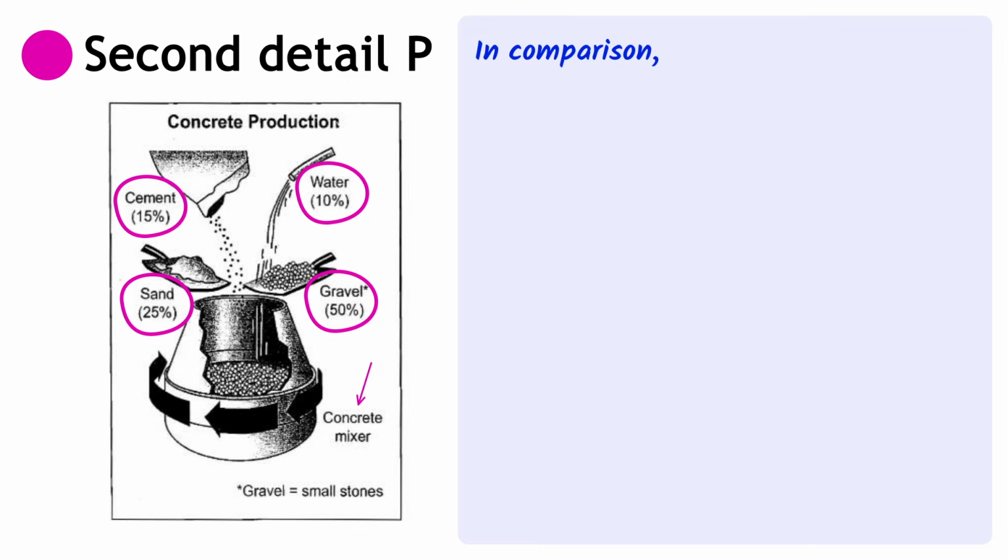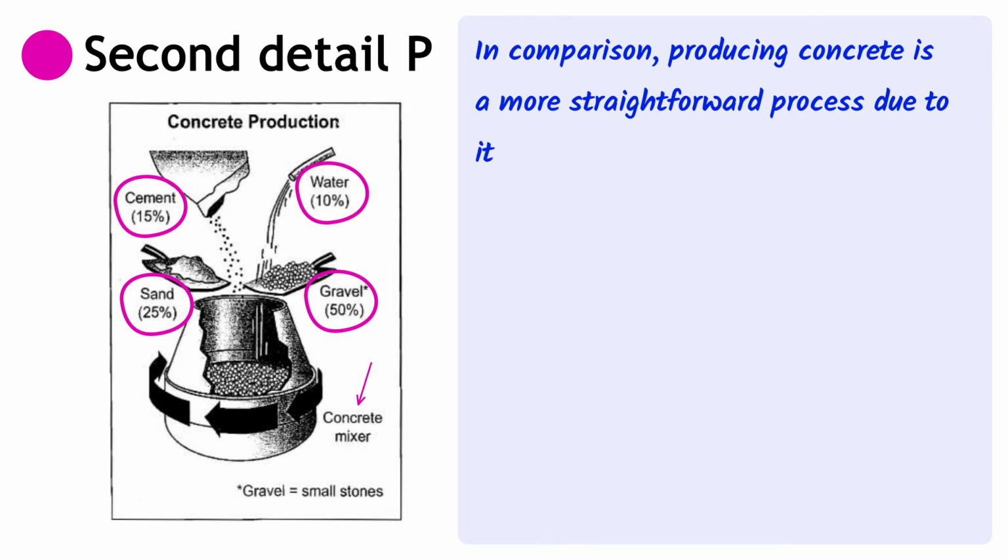In comparison, producing concrete is a more straightforward process due to its simplicity and minimal requirement of equipment. But why do I write in comparison here? Because in my previous paragraph, I wrote about cement production, and the production of cement had more details and more stages. But here, concrete production is more straightforward, easier, and less complex, simpler compared to the production of cement.